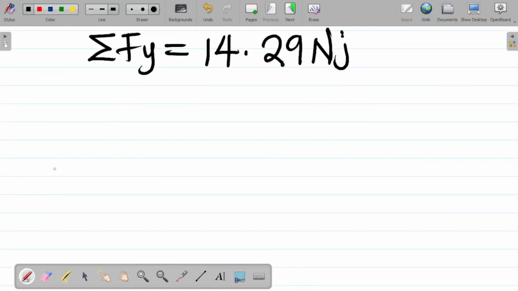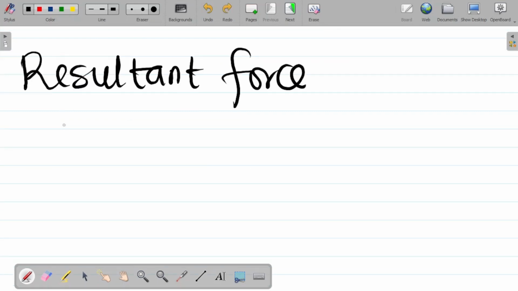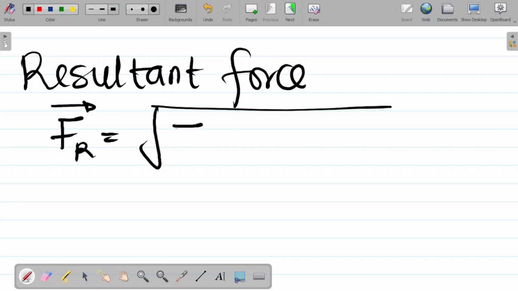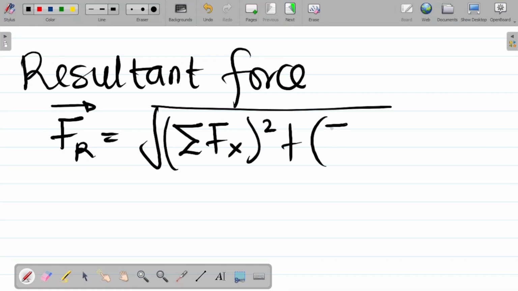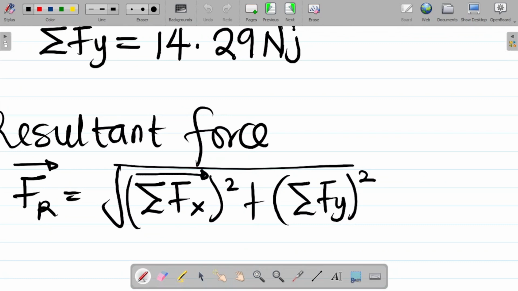Let's now get the resultant. You can say the resultant force. Resultant force, that's Fr, will be equal to the square root of sigma Fx squared plus sigma Fy squared. So we have this. Okay. All right, so I'll just put this here to show direction.